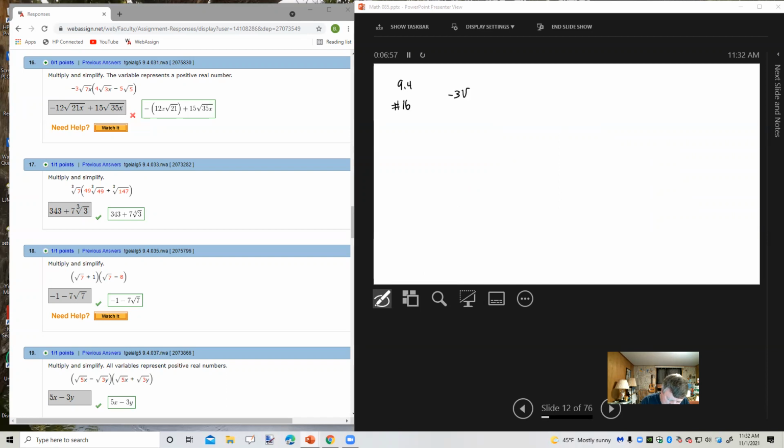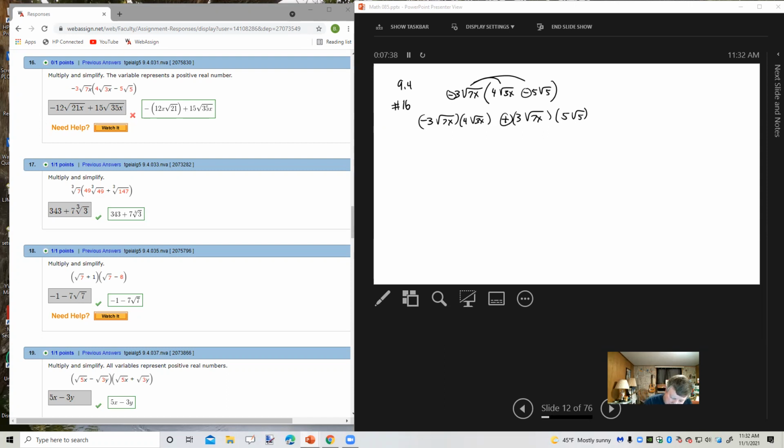-3 times the square root of 7x, and then parentheses, 4 times the square root of 3x minus 5 times the square root of 5. So distributing, we get -3 square roots of 7x times 4 square roots of 3x, and then negative times a minus is plus 3 square roots of 7x times 5 square roots of 5. Again, I used up these two signs to get that.